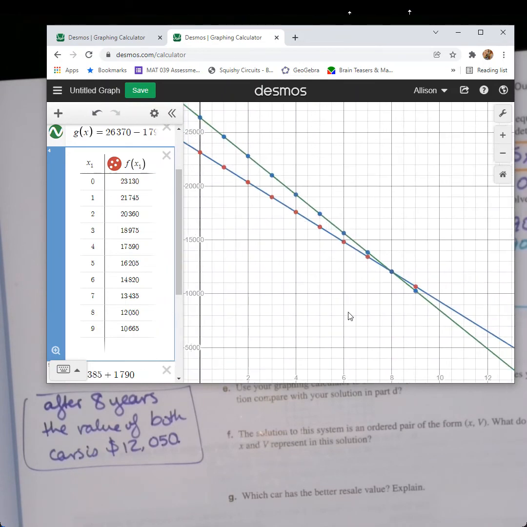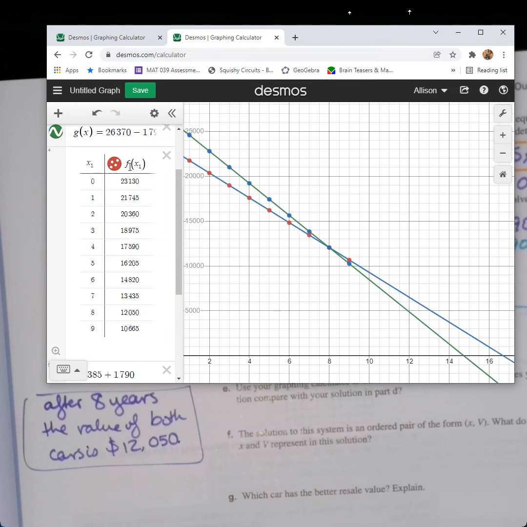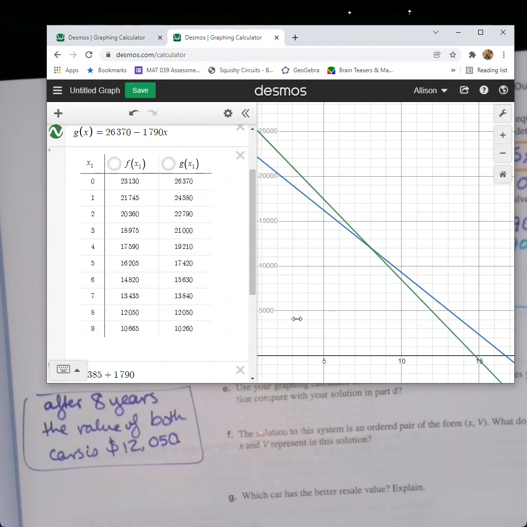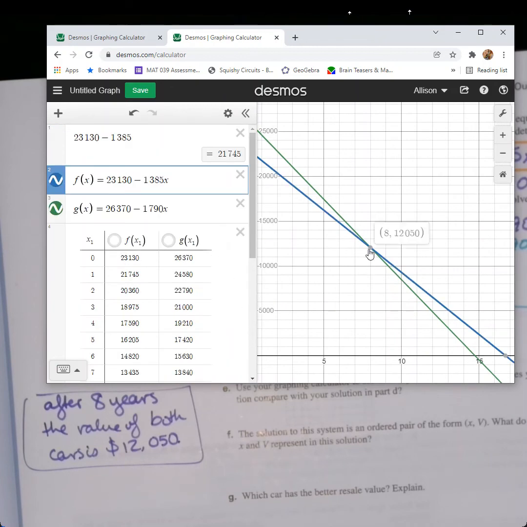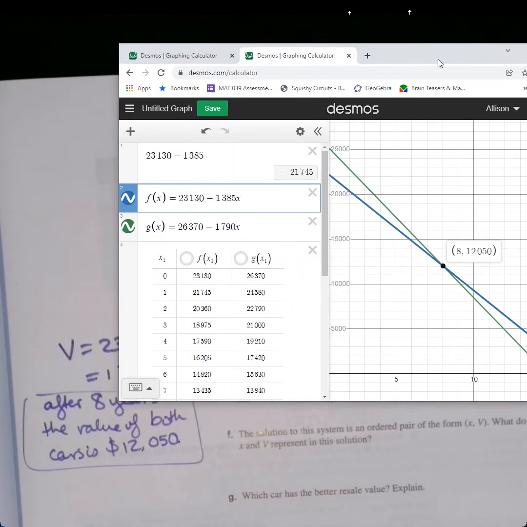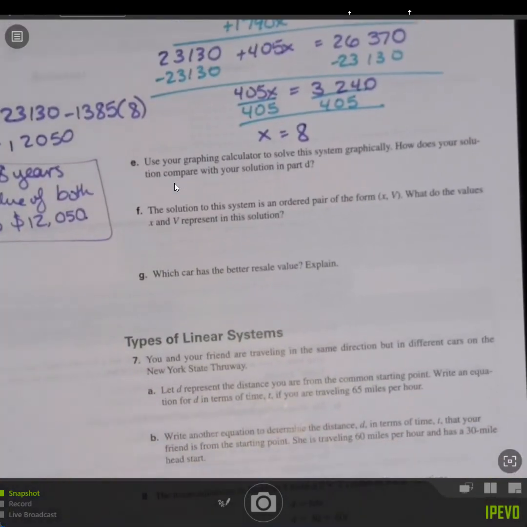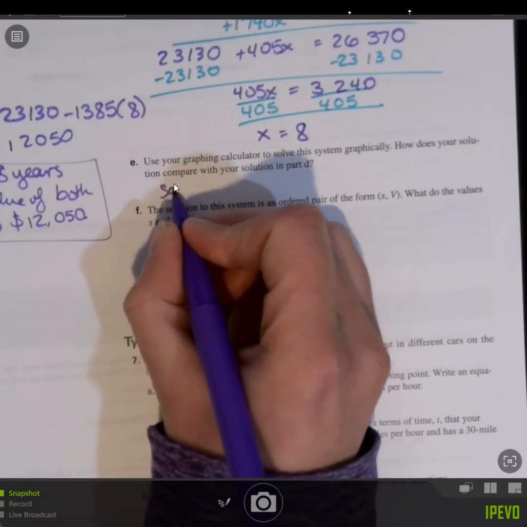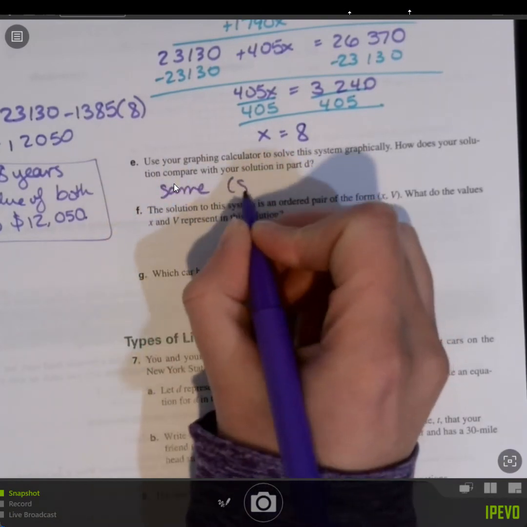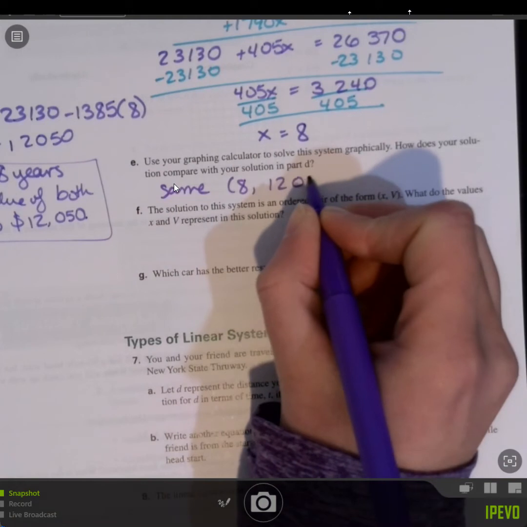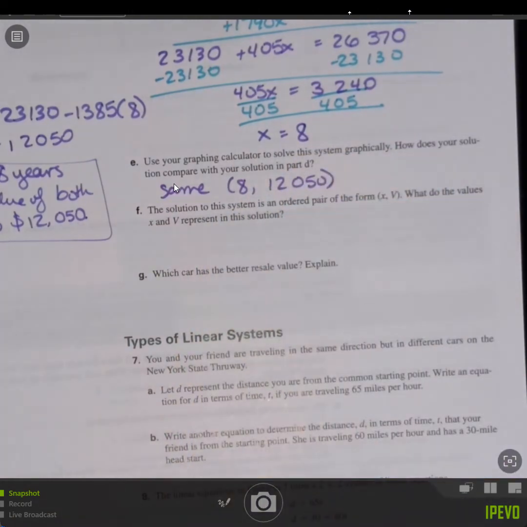But the graph, once we can see the lines, we can find where their intersection is. I'm going to turn off the dots for the table here and just look at the two equations and see their intersection point there. All right, so how does your solution graphically compare with what we got by hand? We have the same solution. So graphically, we also have that same ordered pair, 8, 12,050.